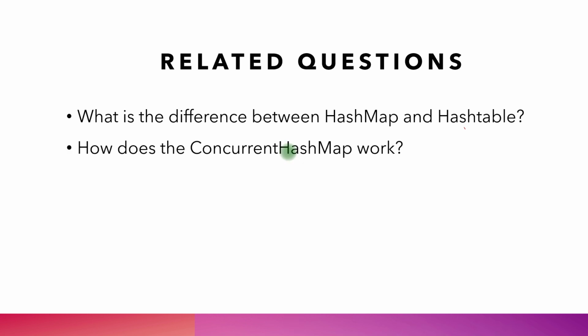So next is, how does ConcurrentHashMap work? ConcurrentHashMap is used when we have to take thread safety into account. Hashtable also had thread safety, right? But the internal implementation of ConcurrentHashMap is such that it provides better performance. So we understood that, right?